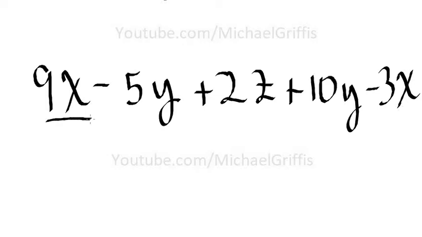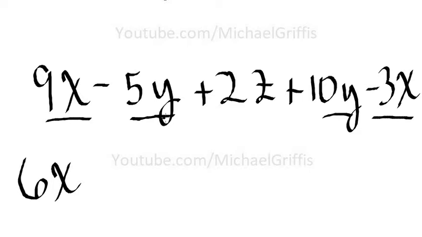So we have a 9x minus 3x. So those are two like terms. So look at their coefficients. 9 minus 3 is 6x. Okay. What about the 5y? We have a 10y, but we have a minus out here in front of the 5y. So that's going to be, you could say negative 5 plus 10 or 10 minus 5, which gives us 5y.